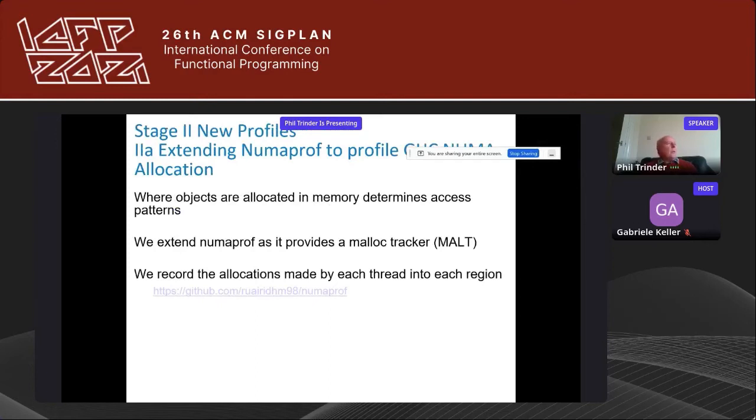So that was the information we could gain with existing memory management and profiling tools. But we thought that it would really help us to understand which region GHC was allocating memory into, because where you allocate the memory determines all future accesses currently.